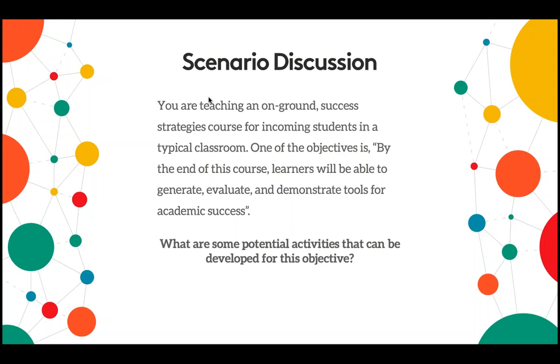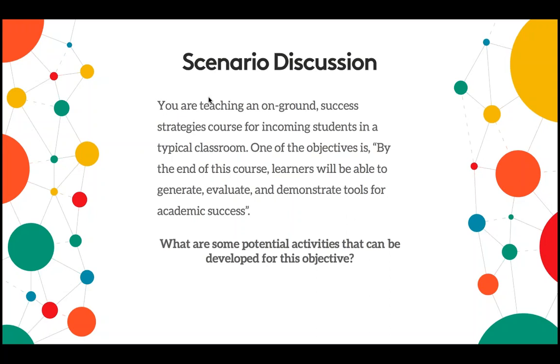And so you're teaching this on-ground success strategies course for incoming students in a typical classroom. So we're on-ground, typical classroom. One of the objectives is, and this is going to be a course objective, by the end of this course, learners will be able to generate, evaluate, and demonstrate tools for academic success. So again, what we want to do is take a look at this and think about what are some potential activities, again, we're just brainstorming, that can be developed for this objective. I don't need fully developed detailed activities yet, but just some ideas to share.